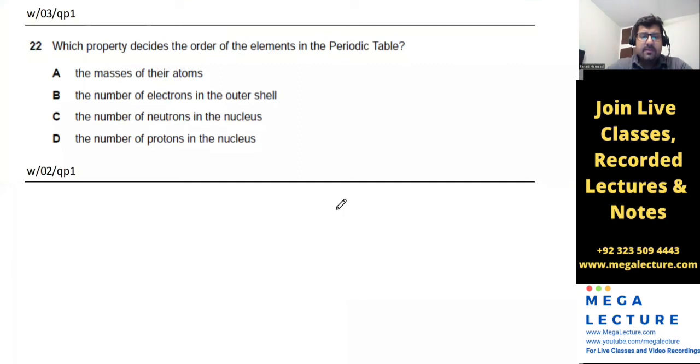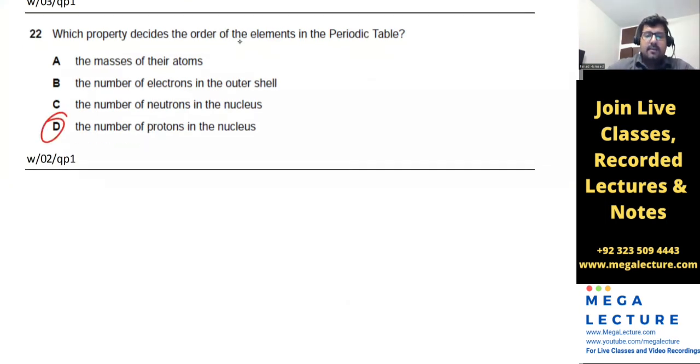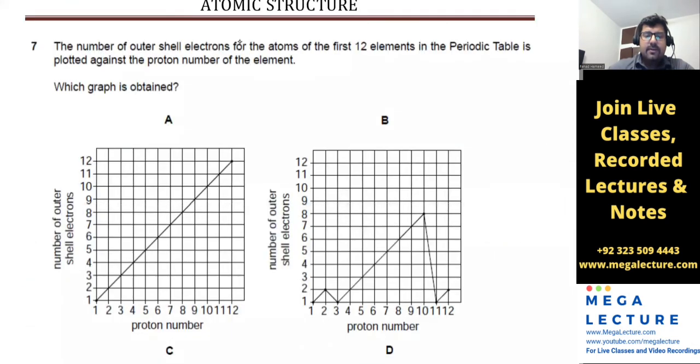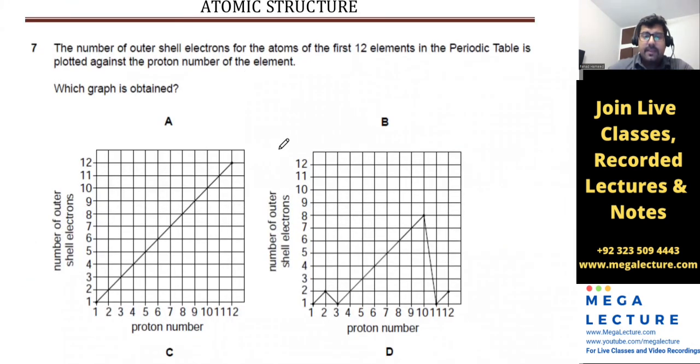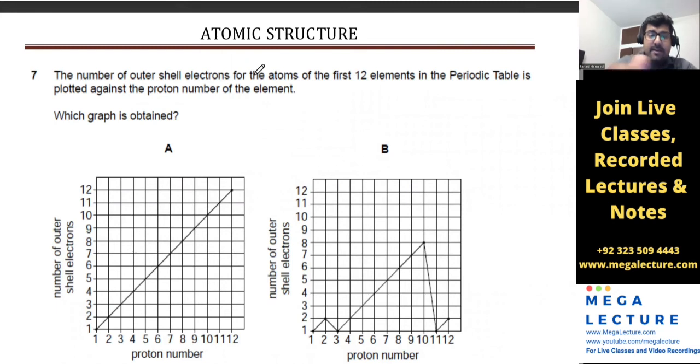Okay, let's do a couple more questions. So which property of the elements? That's D, right? You arrange them according to proton number. Achha, this one. The outer shell, remember outer shell.